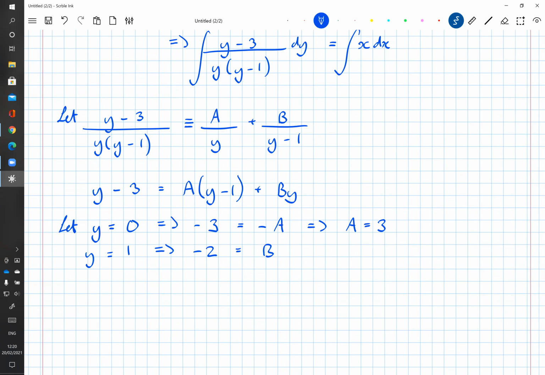So now the left-hand side of the integral becomes the integral of 3 over y, and b is minus 2, so take 2 over y minus 1, dy, which equals 3 log mod y minus 2 log mod y minus 1.